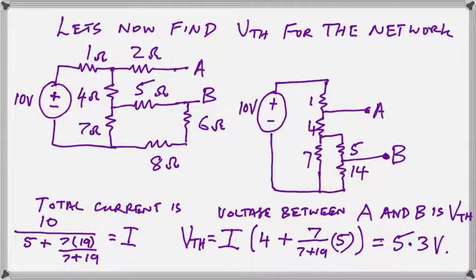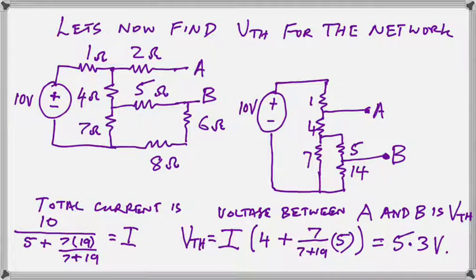We have also taken the liberty of adding the 8 ohms and the 6 ohms to get a total of 4 ohms. And we only need now to do some algebra to find out what our VTH works out to be.